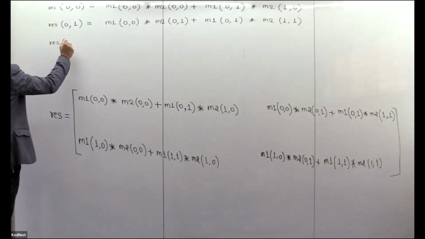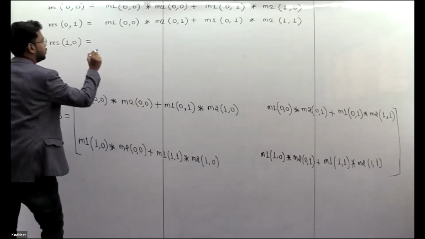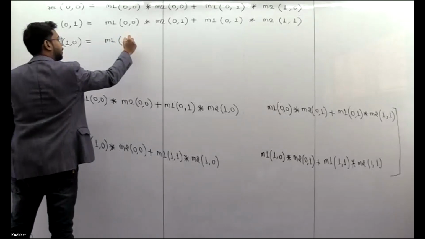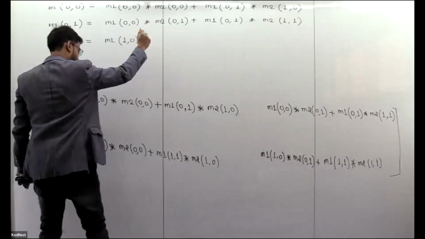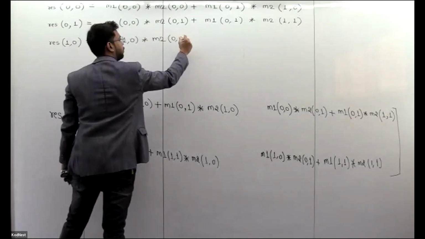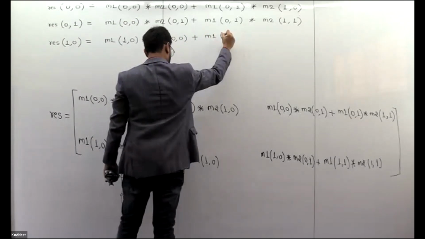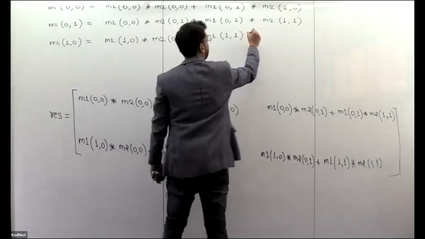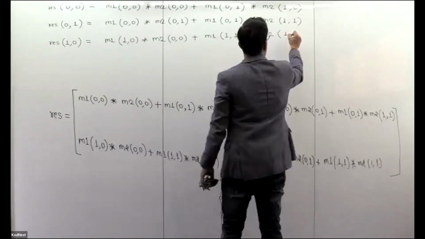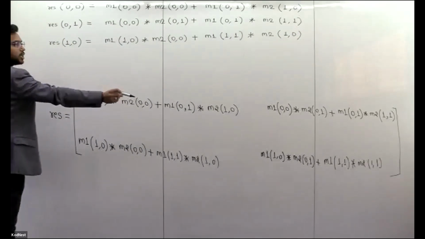If I have to get the element at 1,0, then I have to use this. So here it is M1 1,0 multiplied with M2 0,0 plus M1 1,1 multiplied with M2 1,0. Super. Coming to the next one, the last one, the fourth one.